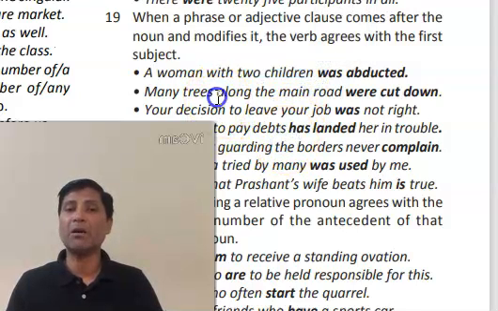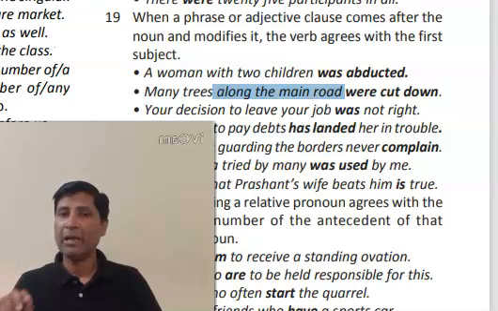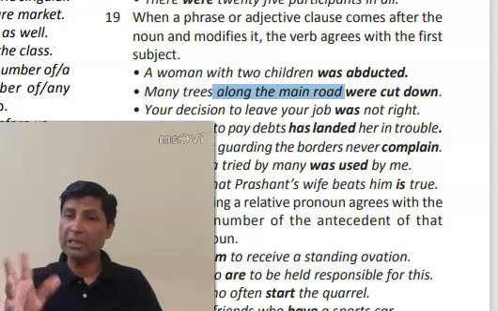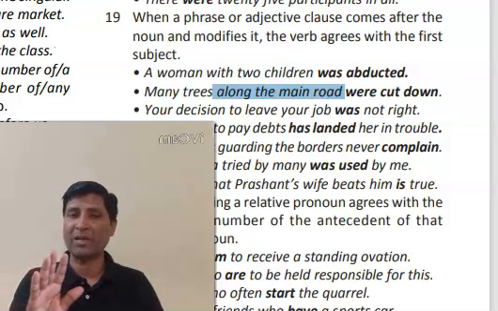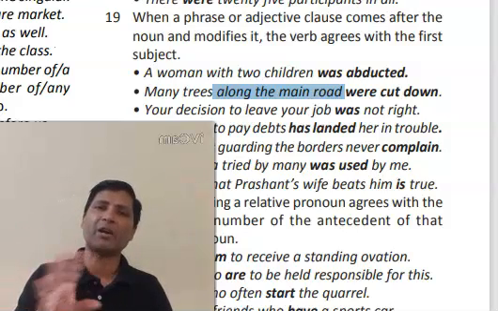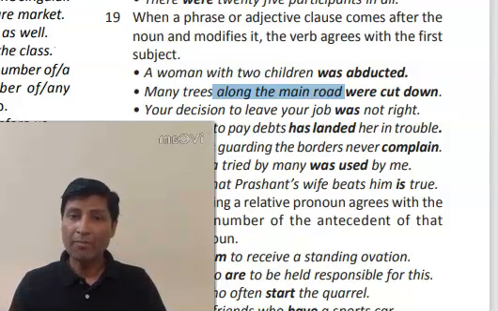Likewise, "many trees along with the main road." Here the highlighted part is an adjective, and remember, an adjective will not affect subject and verb agreement. These are also called post modifiers. I will discuss it in the unit. There is a separate unit in this book called post modifiers, which is not given in any grammar book. You cannot find it; only I have written it in my book. Now, see here.